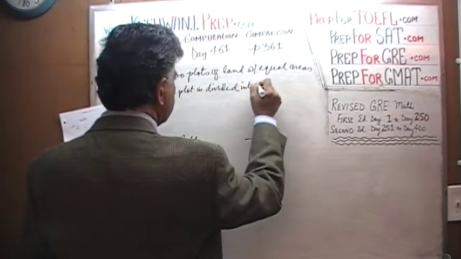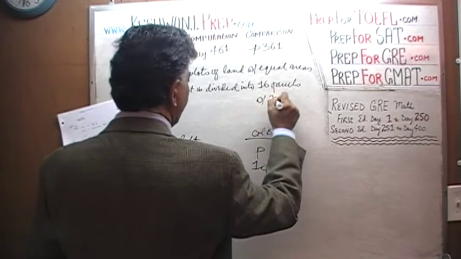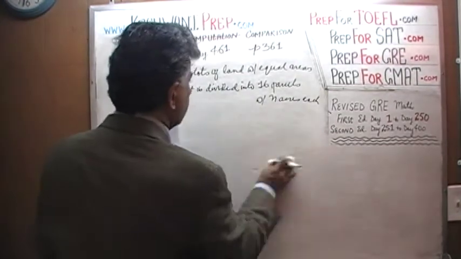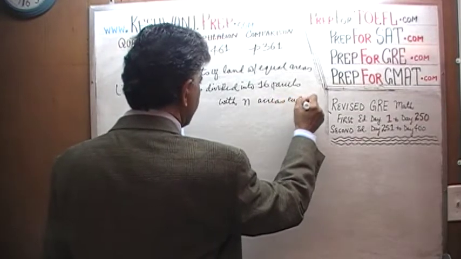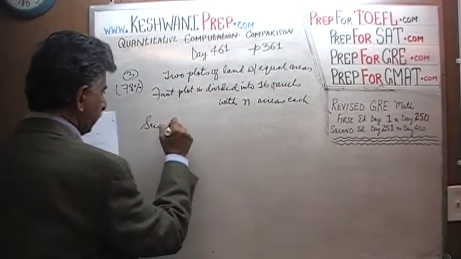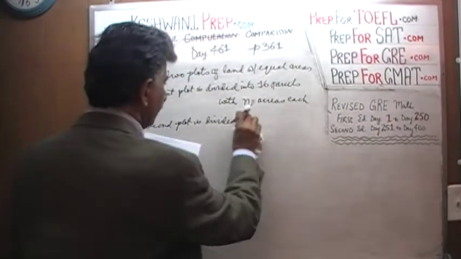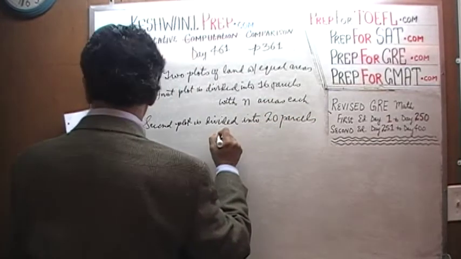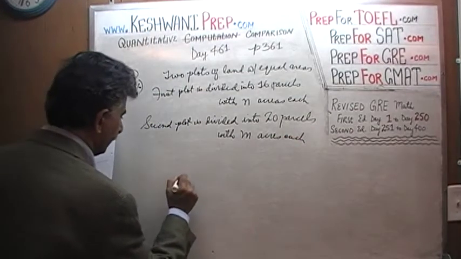We are told that the first plot is divided into 16 parcels with n acres each. They go on to tell us that the second plot is divided into 20 parcels with m acres each. And here are the quantities that we have to compare.